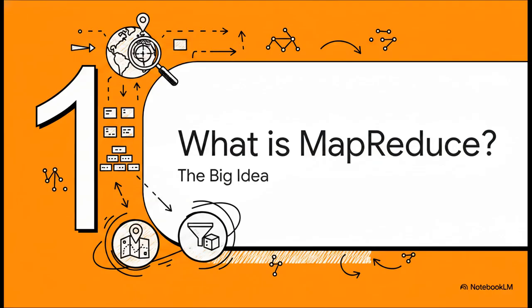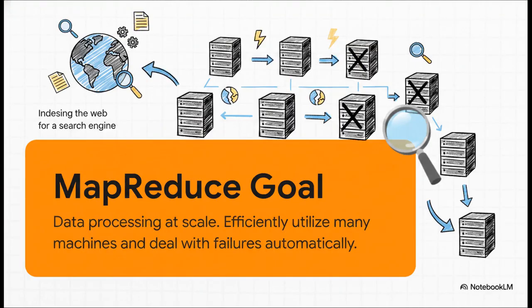What exactly is MapReduce? And to really get it, you first have to understand the massive scale of the problem it was built to solve. The goal sounds simple, right? Process data at a massive scale, but it's incredibly tough to pull off. I mean, think about trying to index the entire internet. You can't just buy one giant supercomputer. The only way to do it is to use thousands of normal everyday machines. But here's the catch. You have to just assume some of them are going to fail. MapReduce was designed to hide all of that messy reality from the programmer.